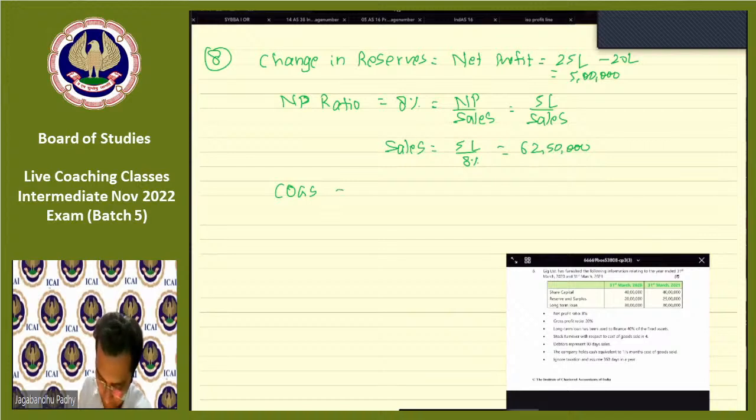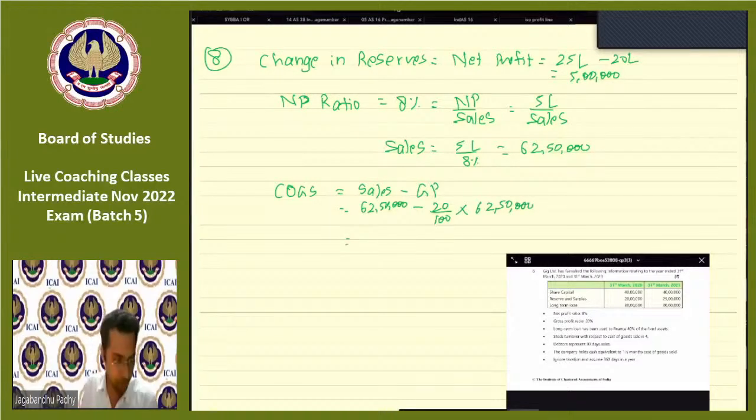Cost of goods sold will be sales less the GP margin. So sales is 62 lakh 50,000 and GP is basically 20% of 62 lakh 50,000, which is 12 lakh 50,000. Sales minus 20% gives COGS of 50 lakh. Now all my numbers are based on that.